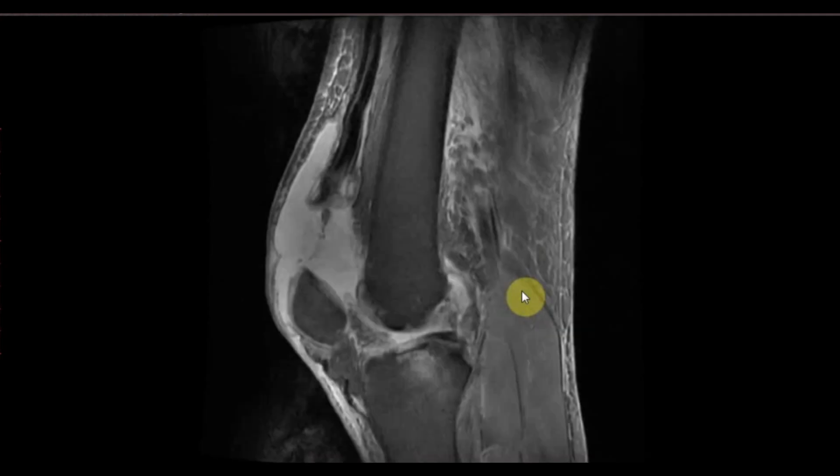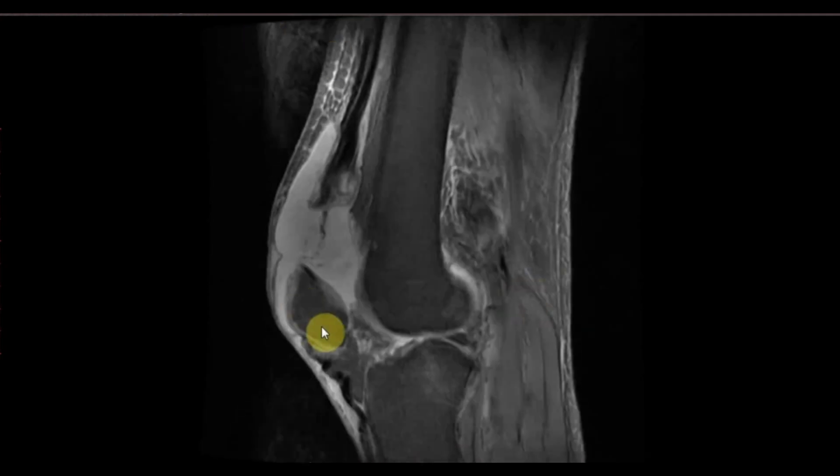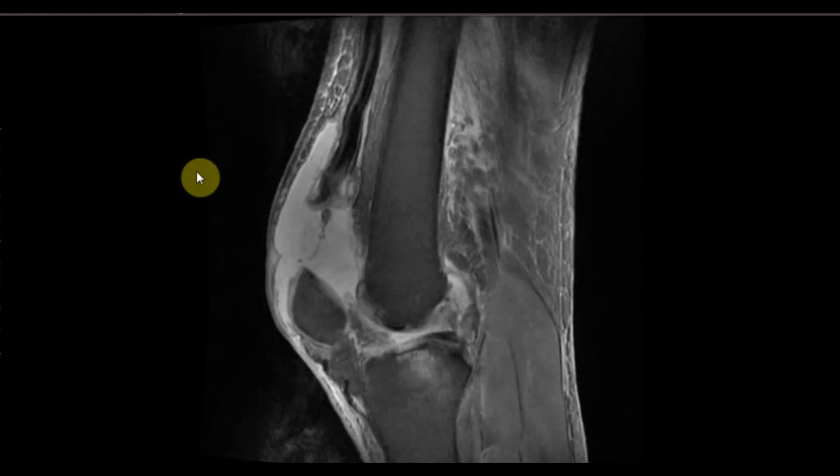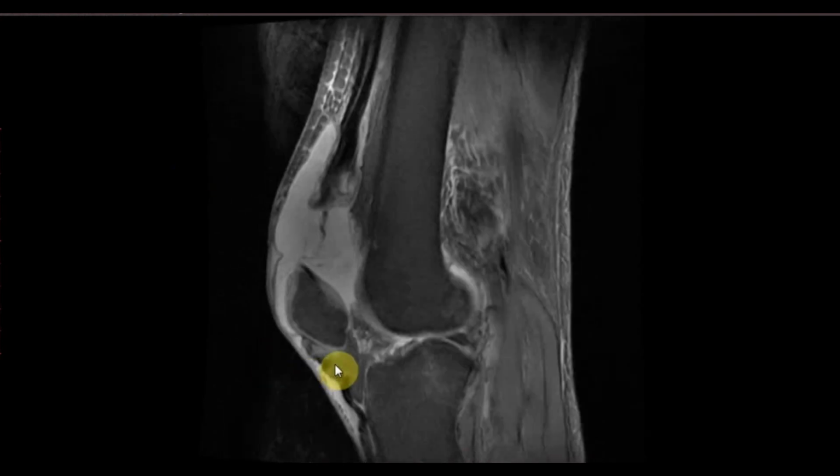And as we can see, the patella is caudally dislocated, and there is complete rupture of the quadriceps tendon from its patellar attachment site. So there is complete tear of the quadriceps tendon at its patellar attachment site, and because of the unrestricted action of the patellar tendon, the patella is dislocated downwards, and there is extensive collection surrounding this region.